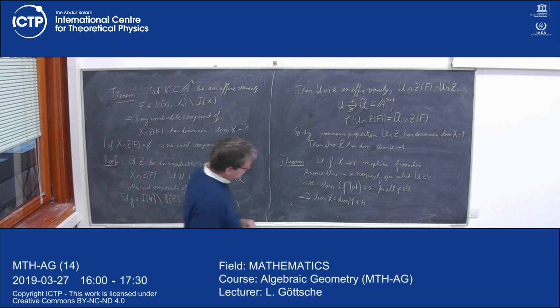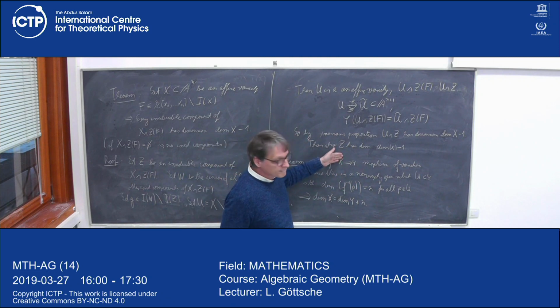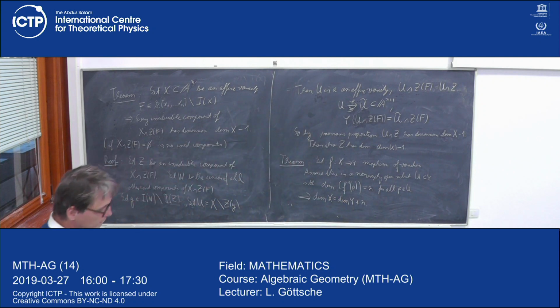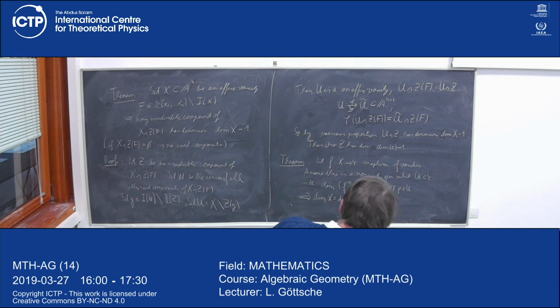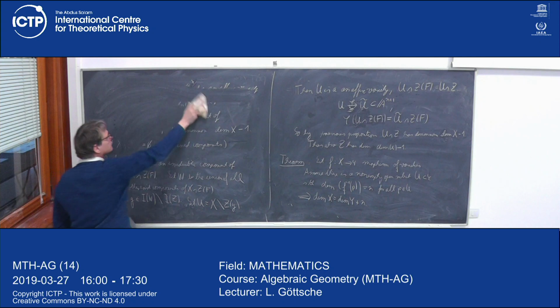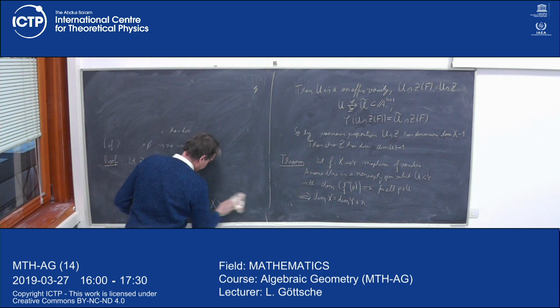So this also means it cannot happen that there are some fibers which are so big that it makes the dimension of X bigger than that of Y. Somehow the fact that this is a variety means that the dimensions cannot jump so much. So we have this, and now we want to prove it.